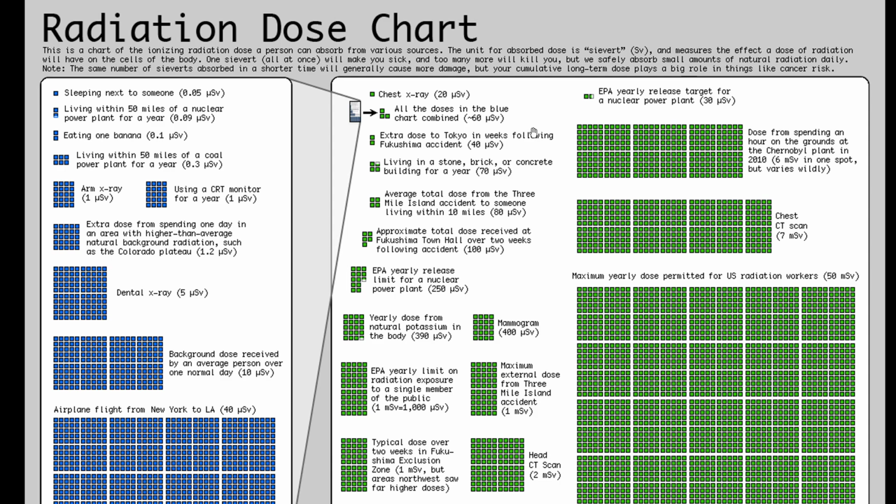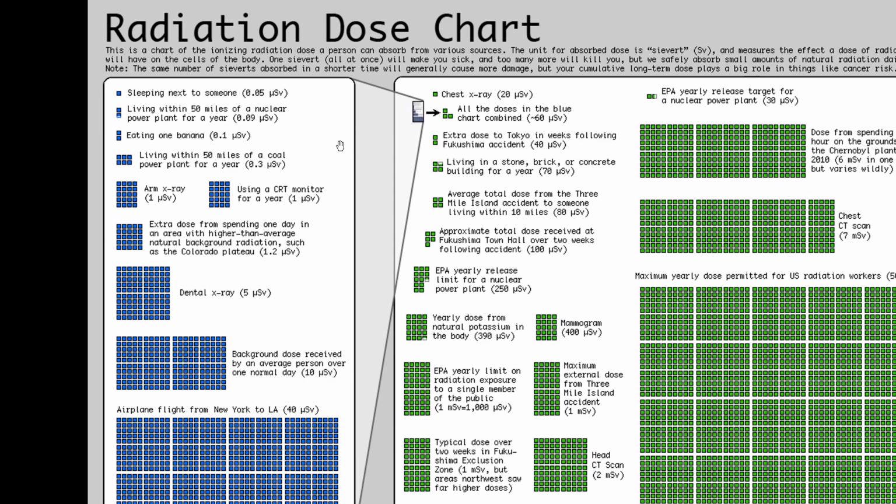So we do safely absorb small amounts of natural radioactive decay. A special note is that the same number of sieverts absorbed in a shorter time will generally cause more damage, but the cumulative long-term dose can play a huge role in cancer risk. So you actually get 0.05, I want to say microsieverts, just by sleeping next to someone. Living within 50 miles of a nuclear power plant is 0.09. So you get an idea of all of these little things that we do, right?